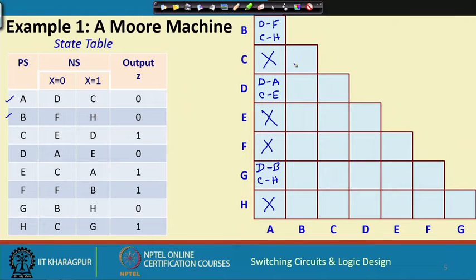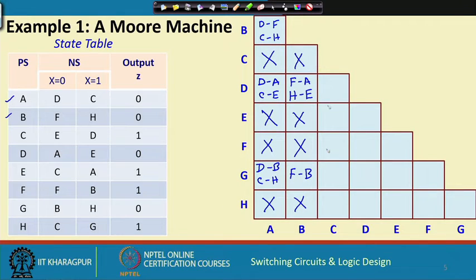Let us say B and C, look at B and C, the outputs are different, cross again. B and D, the outputs are the same. So, F A, H E. B and E, the outputs are different. B and F, again the outputs are different. B and G, the output is the same. So, F B; H maps to itself, so we are not writing H. The ones that are different, only those we will write, F B.